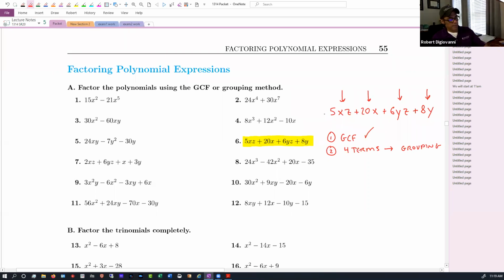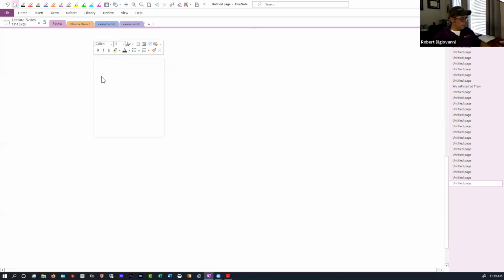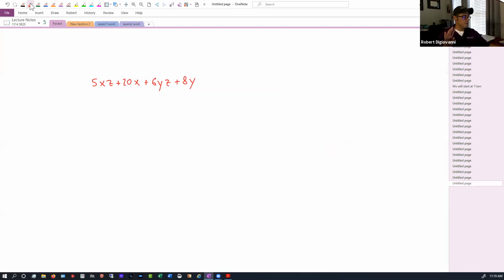Well, I think I'm going to work this out on a different page just to give myself some more room. Okay, so we have 4 terms, so we're going to do grouping. So here's the way grouping works. You're going to go to your first term, second term, and immediately after your second term, I just want you to draw a line. Okay, that's the way grouping works.